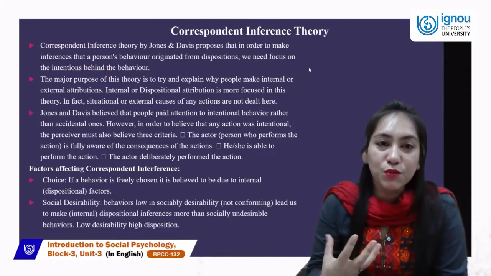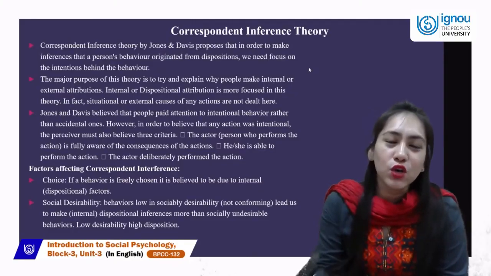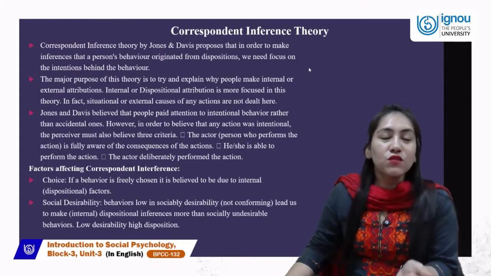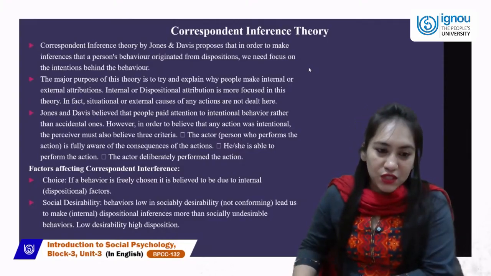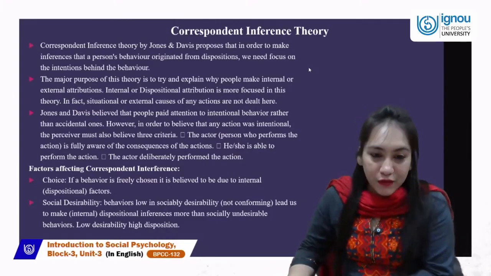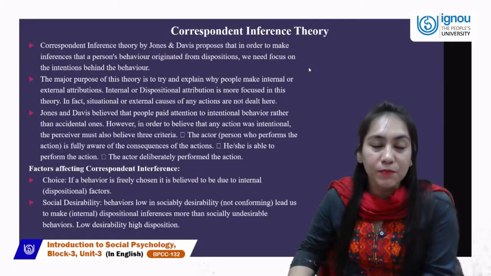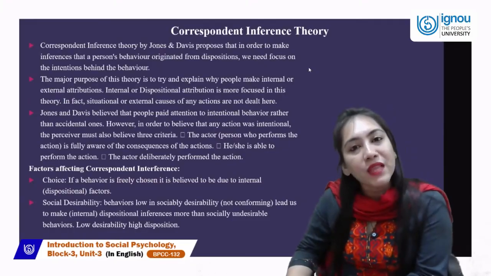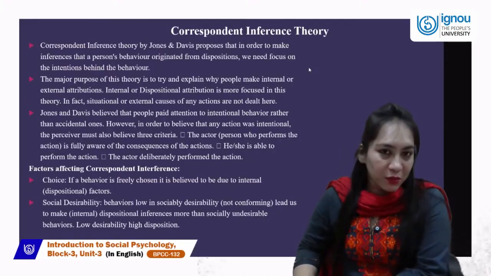First, the person who is performing it, the actor, is fully aware of the consequences of the action. So the person knows what the consequences are of the action that I'm doing. Right now, if I'm doing such and such activity, what is the consequence of it? The next is that, knowing the consequences, he or she is able to perform that action successfully. And the last is that the actor is deliberately performing that action.